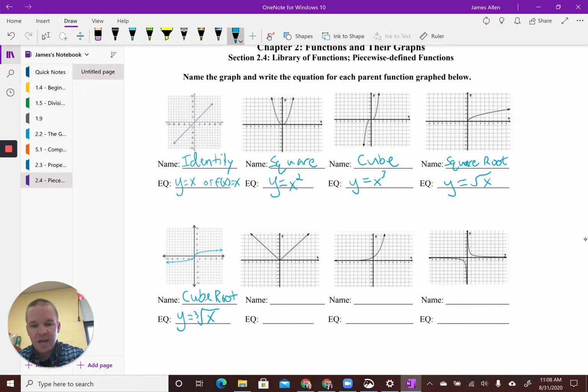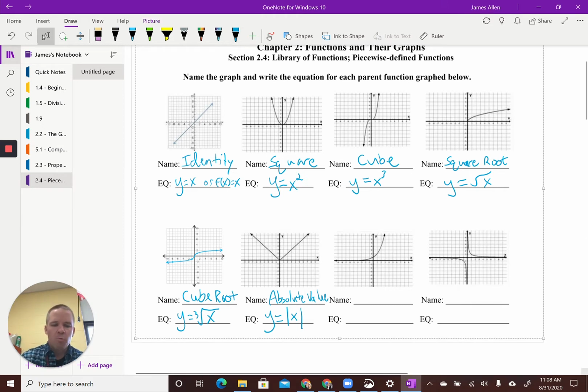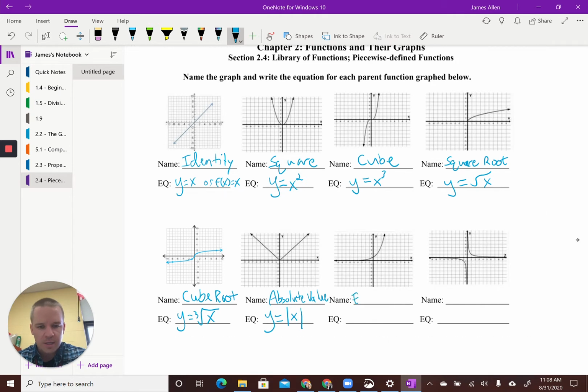Awesome. Next one we have is absolute value. All right, and that'd be y equals absolute value bars. Boom. Excellent. The next one, we have an exponential growth function. There's also exponential decay, but for this one, we'll just do the growth function so we don't get too overwhelmed here. All right, and that would be y equals b to the x.